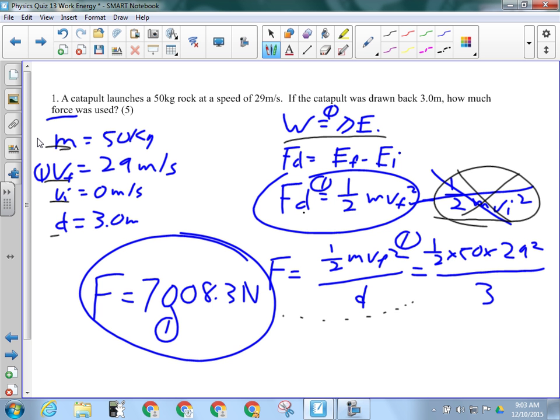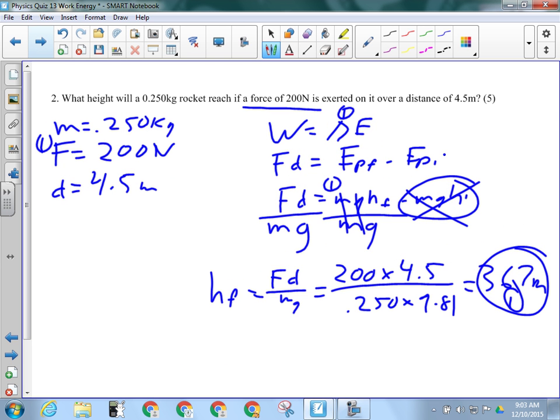Number 2. Once again, marks for givens. We're looking for the height that a rocket will reach if a force of 200 newtons is exerted on it for 4.5 meters. So there's our givens there. What kind of energy is changing in this one? Potential. At least that's in the end what we're looking for. Is kinetic energy changing at the beginning of this? It is, but that's not what the question's asking about.